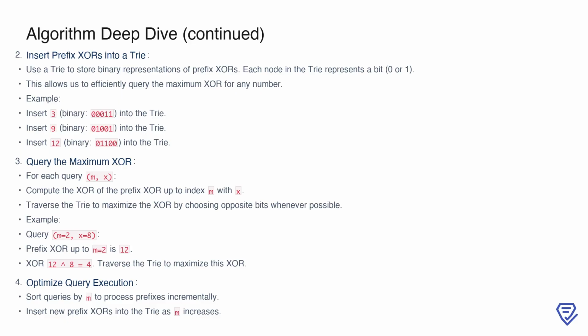Now, for each query, x, where m specifies the prefix length, we compute the XOR of the prefix XOR at index m with x. The trie is then traversed to maximize this XOR by choosing opposite bits whenever possible. For example, if the query is m equals 2, x equals 8, the prefix XOR at m equals 2 is 12. XORing 12 with 8 gives 4, and the trie helps us adjust the bits to maximize this XOR value.